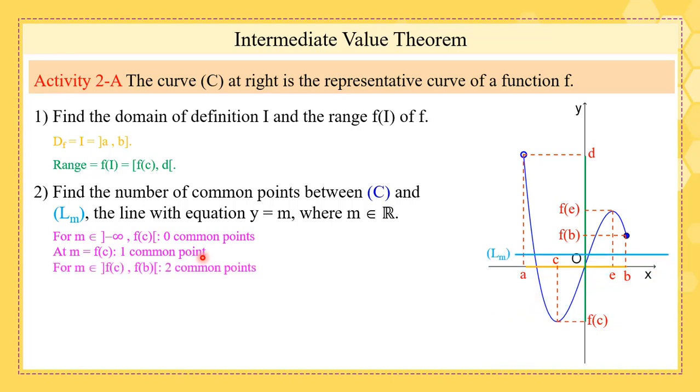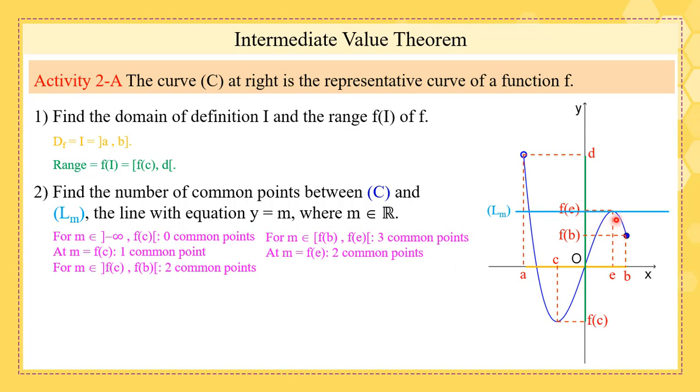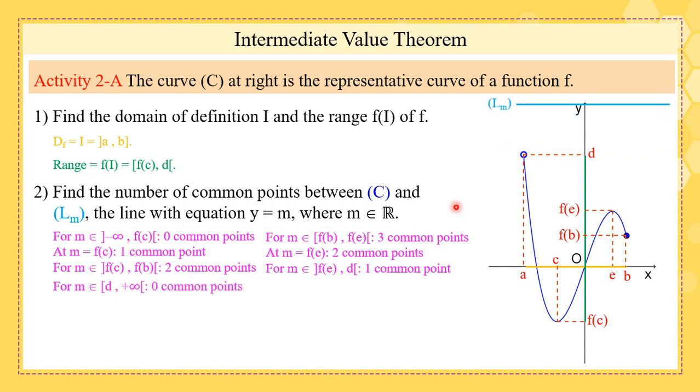Let's continue. From f of c to f of b open, we see that we have two common points. Then from f of b to f of e, we have three common points. Then at m equals f of e exactly, we have two common points. And from f of e to d, we have one common point. And finally, when m belongs to d closed plus infinity, we have 0 common points. So we can see from here that sometimes we have 0 common points, sometimes we have 1 common point, 2 common points, and 3 common points.